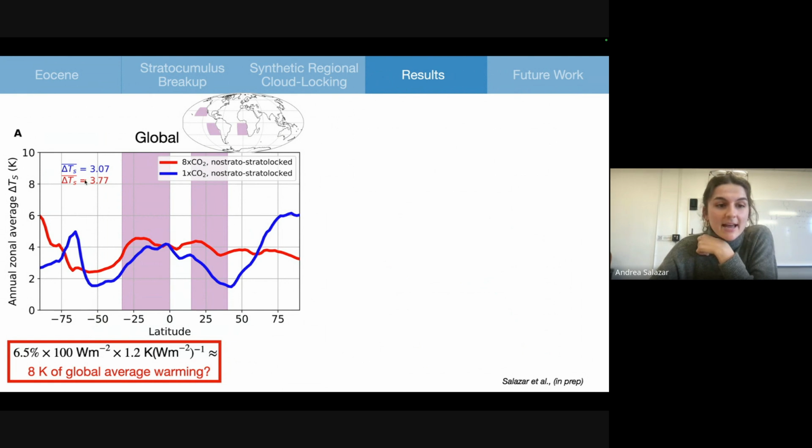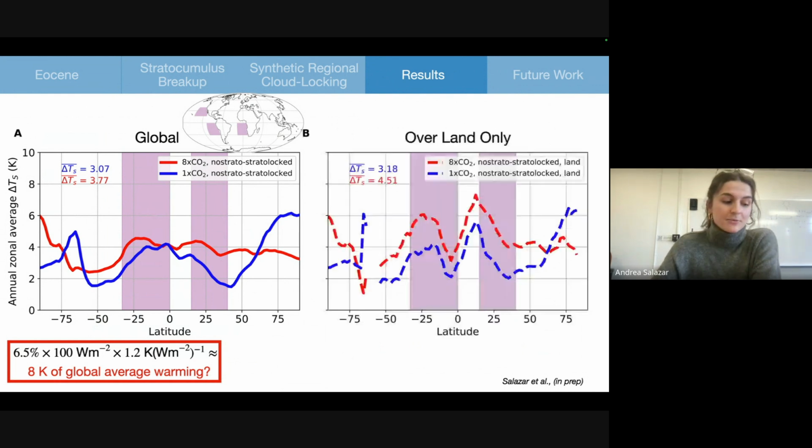So you can see that the global average temperature change in both cases is at most maybe 4 degrees Kelvin. A lot of the warming is isolated to these low latitudes. You can see these shaded regions. I'm just reminding you what latitude bands I'm performing this cloud locking at. And then since we're also specifically interested in what's going on over land, I'm plotting the same figure, but I've isolated the plot to only over the continents. So you actually get a bit more warming in the 8x case, maybe 4.5 degrees Kelvin, but it's still not quite as high as the 8 Kelvin estimate.